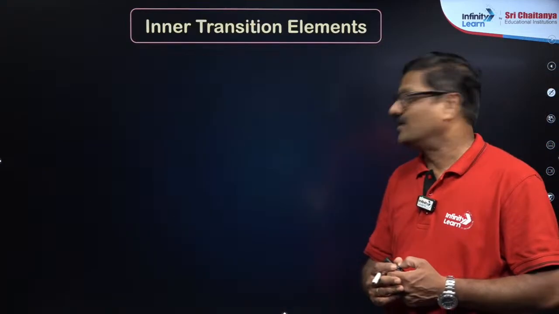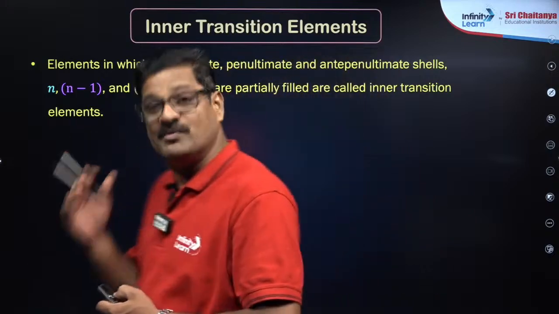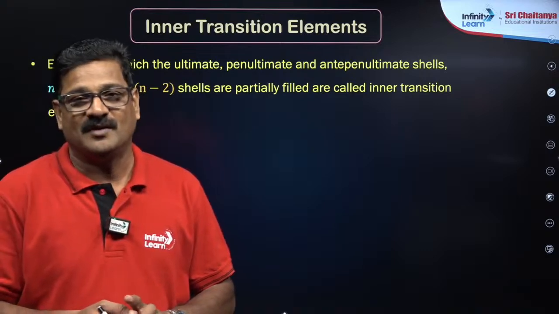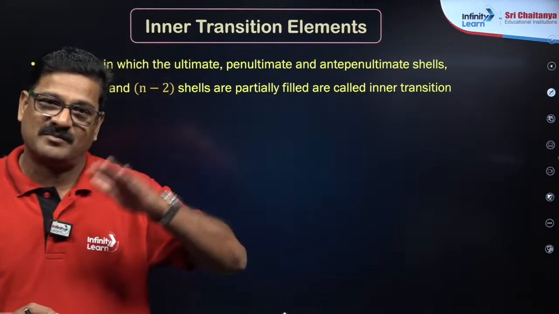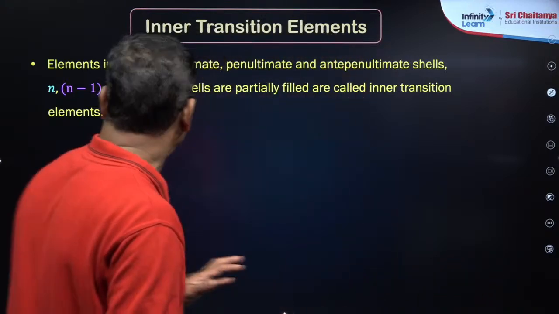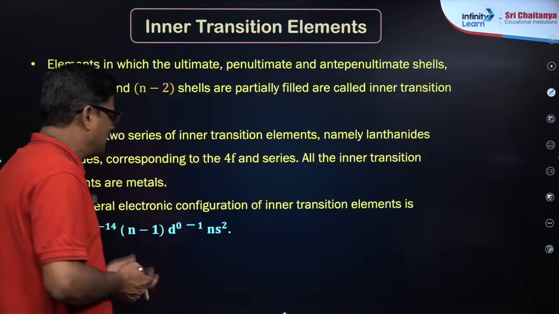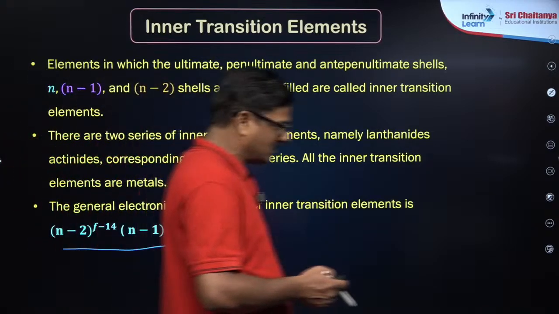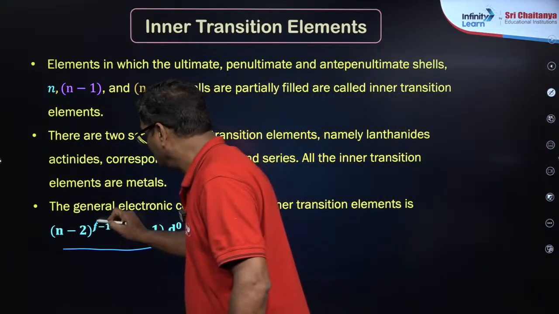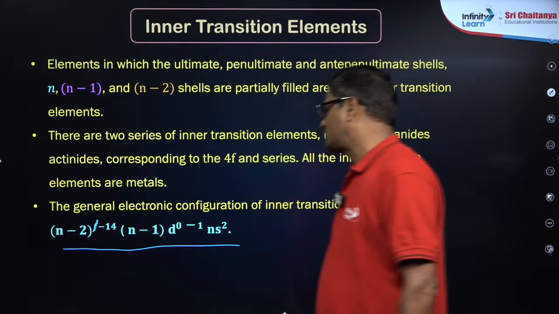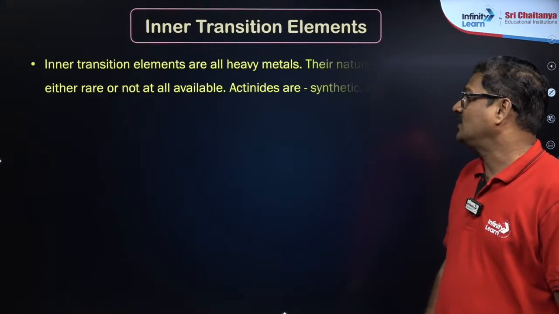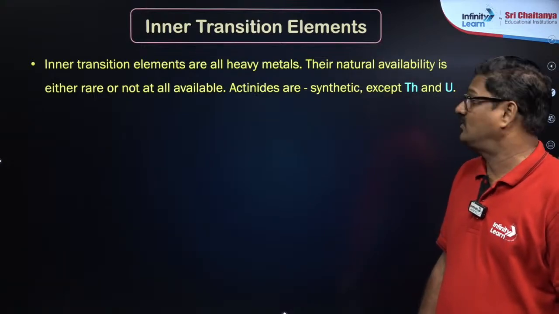Yes. Okay, very good. Inner transition element, उसमें बाहर outer and penultimate, anti-penultimate. Okay, so nth shell, (n-1) shell, (n-2) shell. These three shells are incomplete. They include actinoids and lanthanoids. Their general electronic configuration आएगा (n-2)f 1 to 14, (n-1)d 0 to 1 and ns2, है ना. And these elements include lanthanoids and actinoids. They are also rare earths.